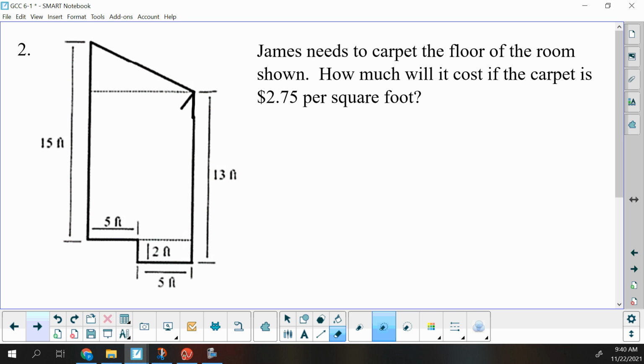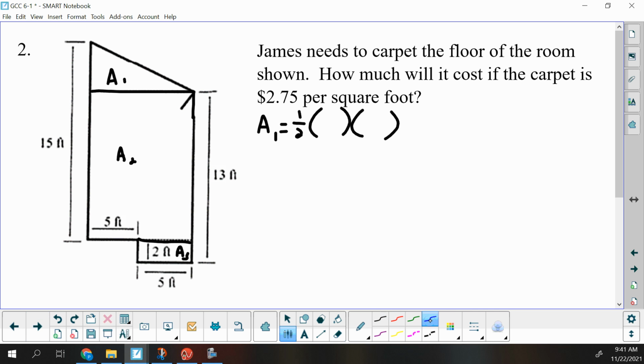And we're going to split this into 3 shapes. Let's call this triangle area 1. We'll call this rectangle area 2. And we'll call that rectangle area 3. Well, area 1 is a triangle. So we're going to have to do 1/2 times a base times a height. Well, our base of this triangle, we could maybe think of it as being this. Well, that's not explicitly labeled.